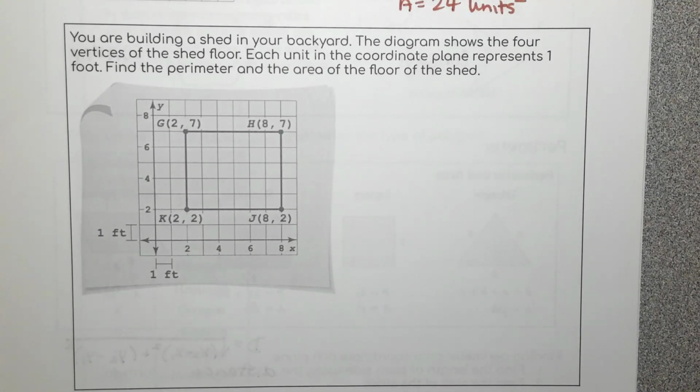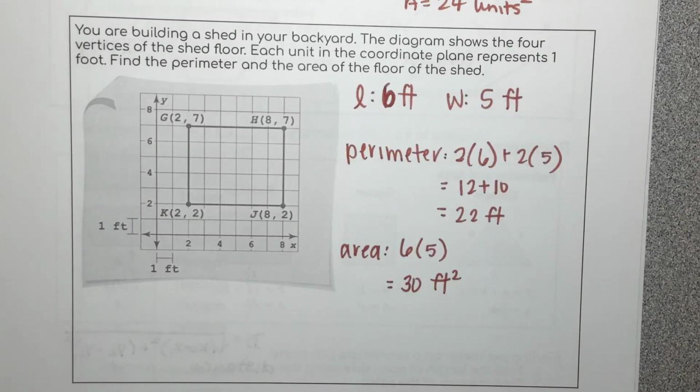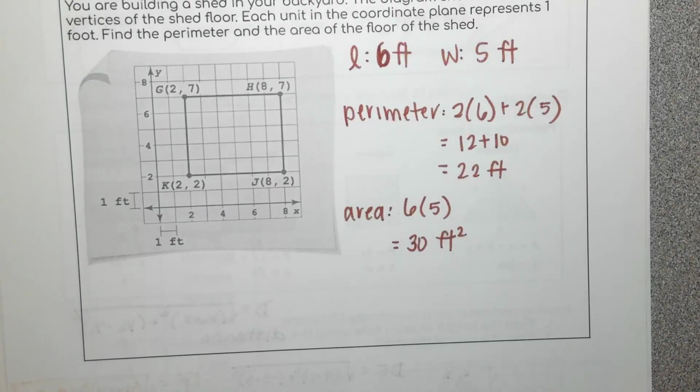Alright, you're going to work on this last one with your table. It says you are building a shed in your backyard. The diagram below shows the 4 vertices of the shed floor. Each unit in the coordinate plane represents 1 foot. Find the perimeter and the area of the floor. I used the formulas. The perimeter formula was 2 times the length plus 2 times the width. And the area formula was length times width.